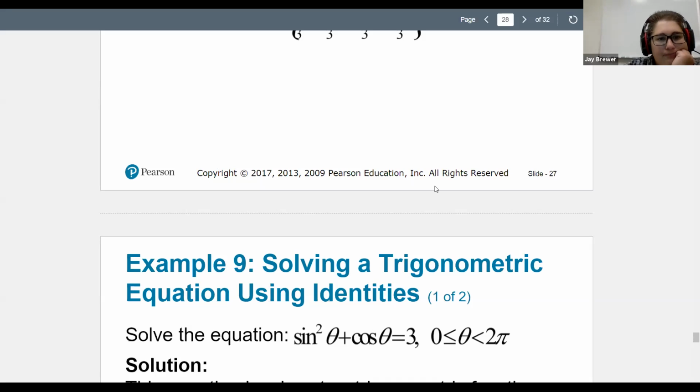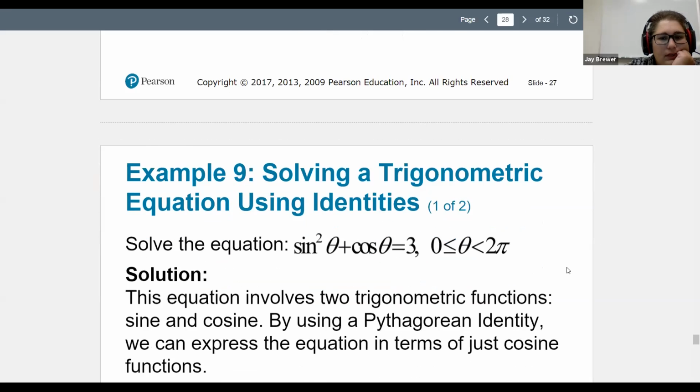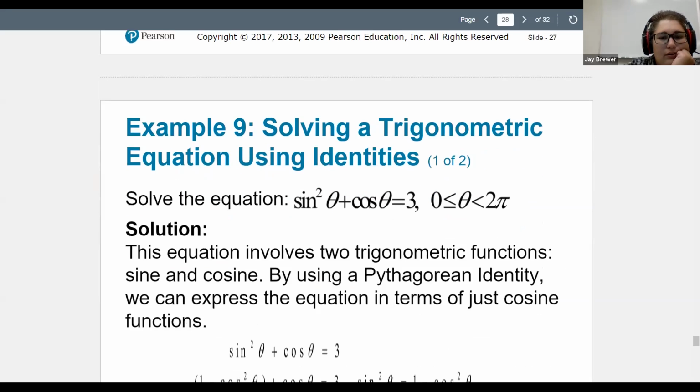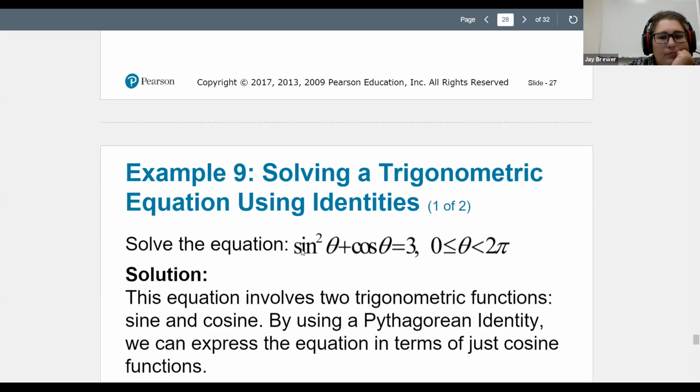What do you guys think? Okay. So if you take a look, we're probably going to use the Pythagorean identity because we have sine squared. So sine squared's right here. And then, oh, look, we have Pythagorean identity. Okay. All right. We also have to consider cosine.